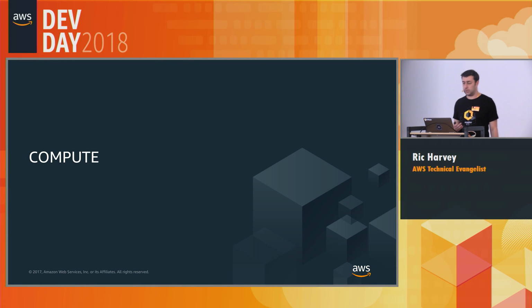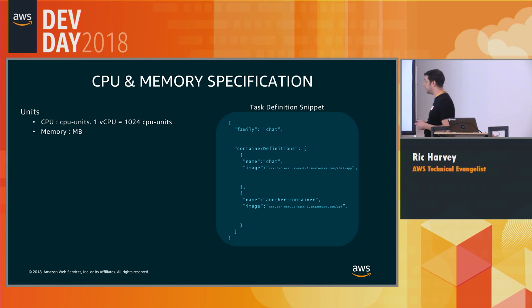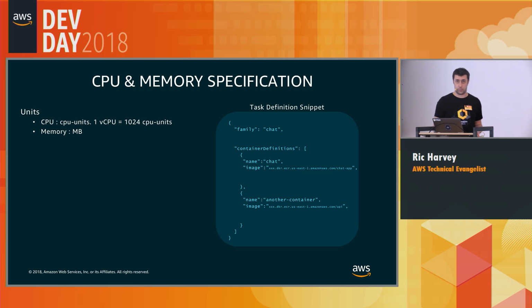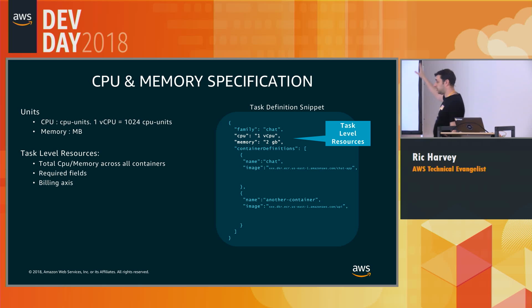Right, let's dig into the compute side of this. What's happening now? How are our containers running? So I mentioned that our containers can have CPU limits. Now, one virtual CPU equals 1,024 CPU units, and our memory is measured in megabytes. So let's add some task level resources here. My task, and that's 2 containers in this example here, can maximum use 1 virtual CPU and maximum use 2 gigabytes of memory.